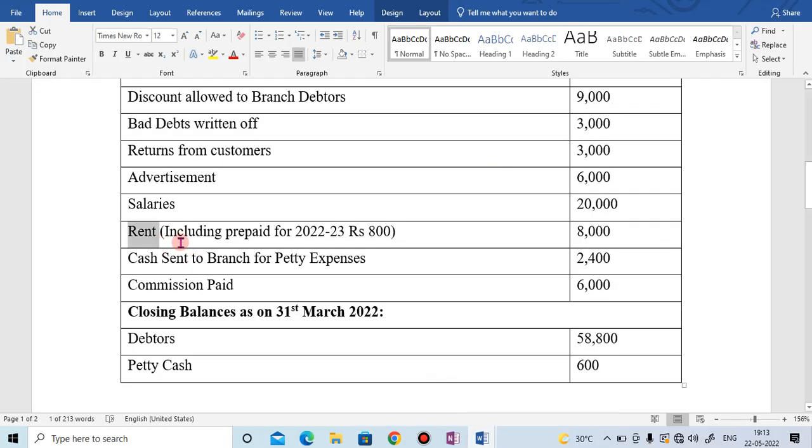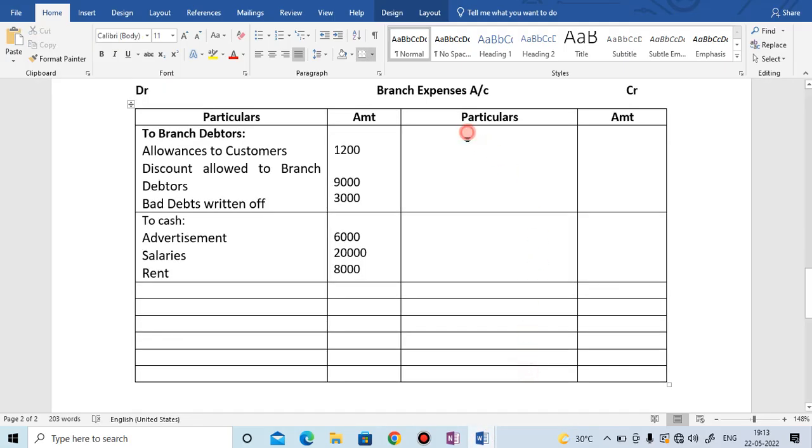Next is what? In rent including prepaid for 2022-23 rupees 800. So this entry will come in branch expenses account, but in credit side by prepaid, because the rent is prepaid, 800 rupees.